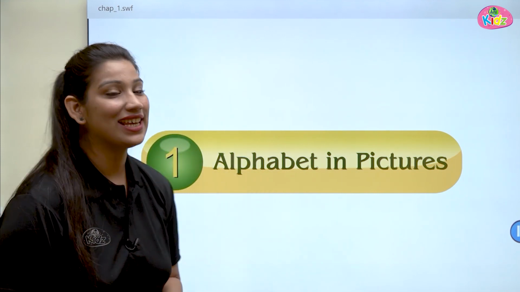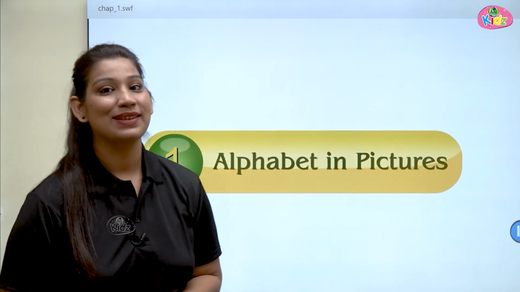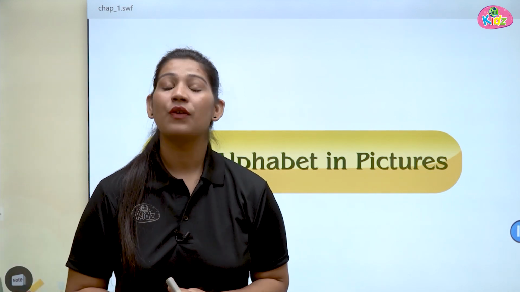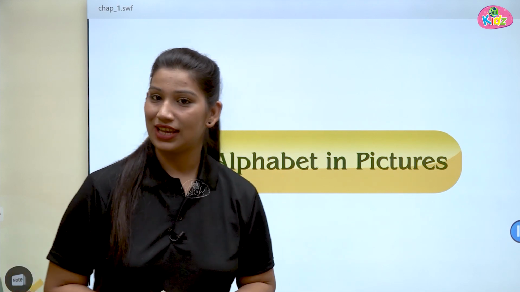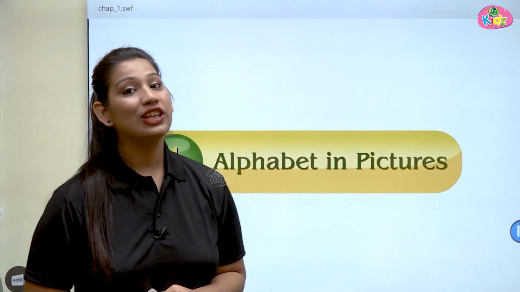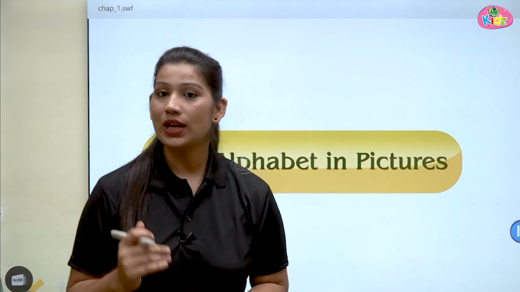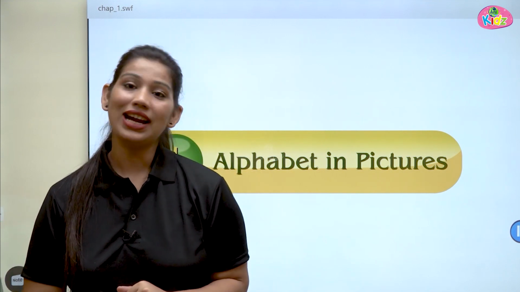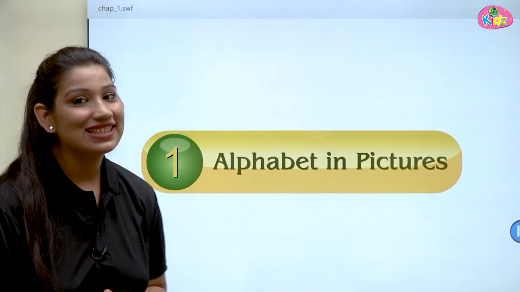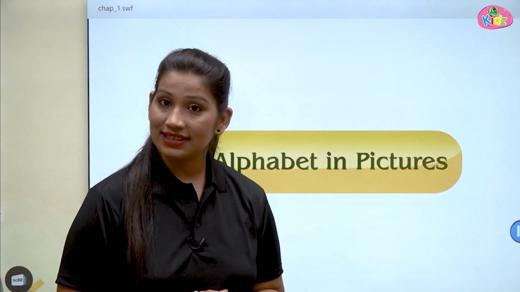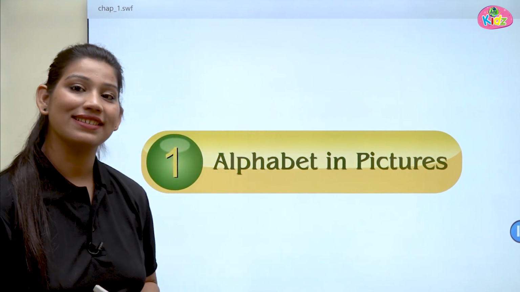Our topic for today is alphabet in pictures. In earlier sessions, we have covered till letter P. Now, let us start the session with Q. In today's session, we will cover the four letters Q, R, S, T. Let's start the session and understand these four letters.